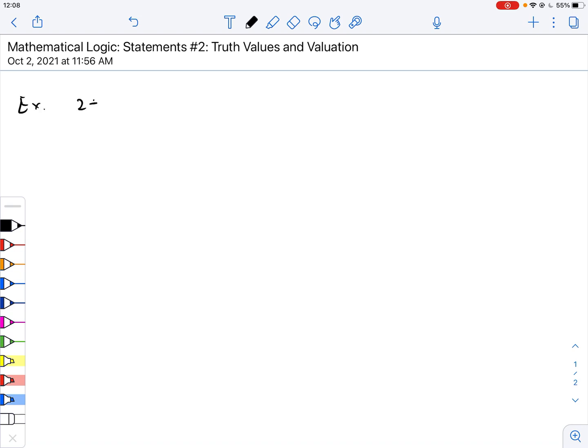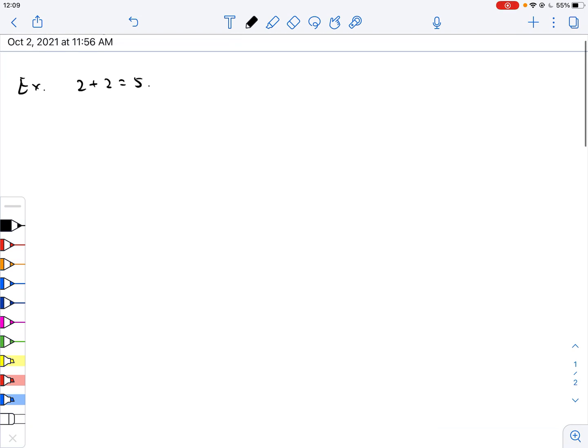If I say 2 plus 2 equals 5, is that a statement? Yes, it is, because it is false. And we said that a statement is a sentence that is either true or false, and this one is false. So this one is indeed a statement.